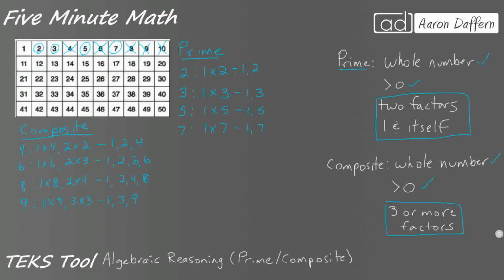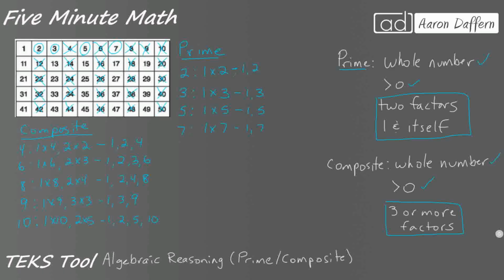And then 10, well, that's not going to work because I can do 1 times 10. I can do 2 times 5. So 1, 2, 5, and 10. Now guess what? After 2, every single even number, every number that ends with a 2, 4, 6, 8 or 0, is going to be composite. So I'm going to list out all of my numbers that are multiples of 2 and just cross them off.